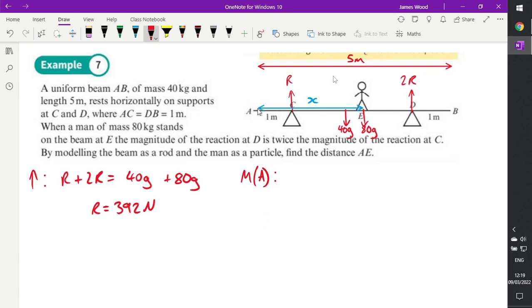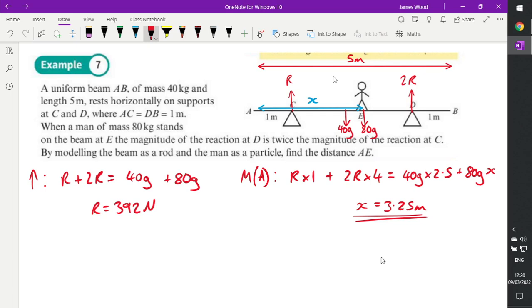So moments about A, so I've got R times 1, that is an anti-clockwise moment, plus 2R times this distance here, which is going to be 4 meters, that's also anti-clockwise. They must be equal and opposite to 40G, that was the centre of mass, so that's halfway, so that's times 2.5, plus 80G times distance X. Okay, now I know what R is, so I can substitute that in, and I can solve this equation to find X. And if I do that, I get 3.25 meters. So I think that's the simplest way to solve this question. Again, you could do it in lots of other different ways.